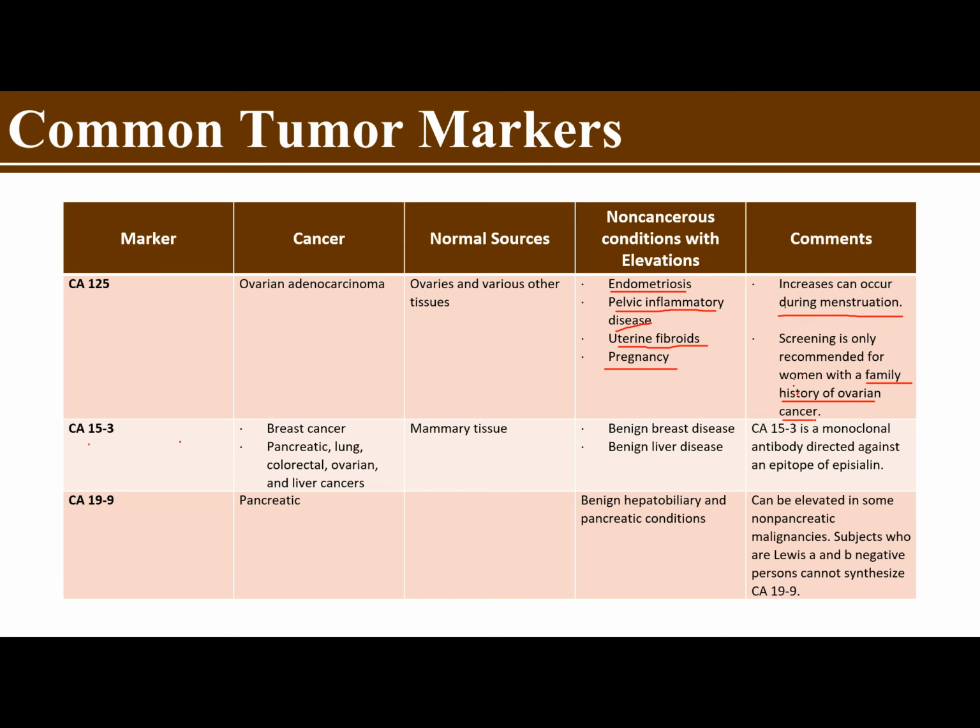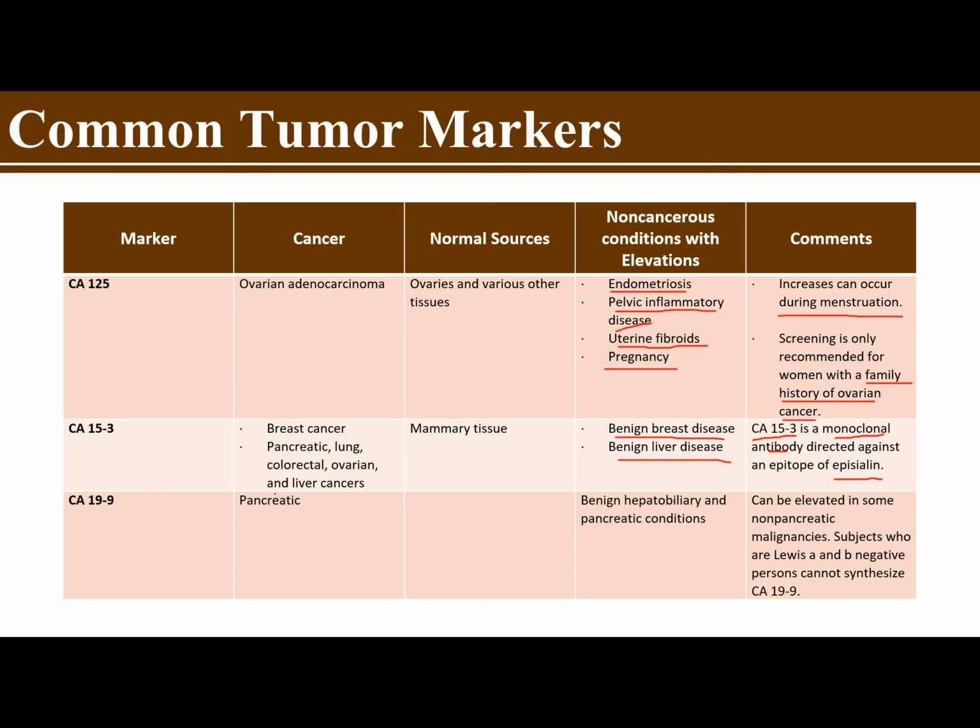Then we have CA15-3. This is specific for breast CA, pancreatic, lung, colorectal, ovarian, and liver cancer. Normal sources would include the mammary tissue, elevated in benign breast disease, benign liver disease. Now, take note, class, CA15-3 is a monoclonal antibody directed against an epitope of episialin.